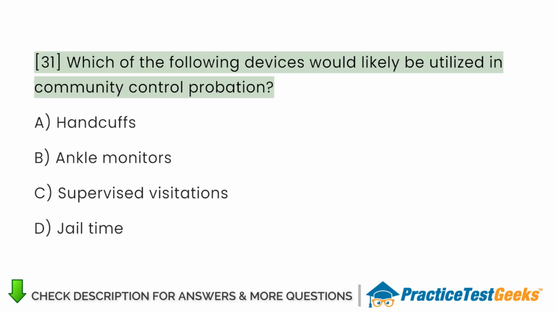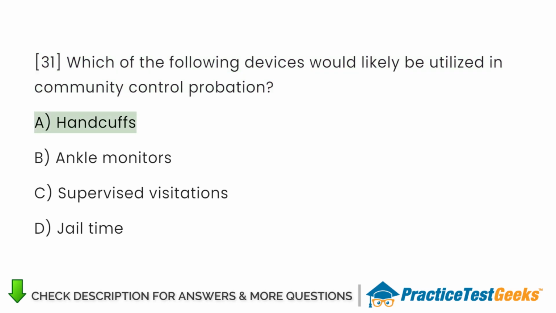Which of the following devices would likely be utilized in community control probation? A. Handcuffs. B. Ankle monitors. C. Supervised visitations. D. Jail time.